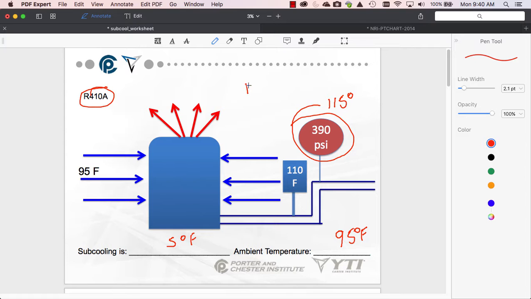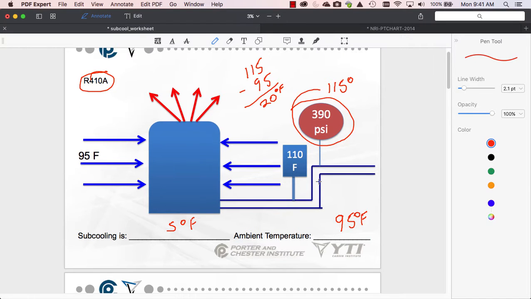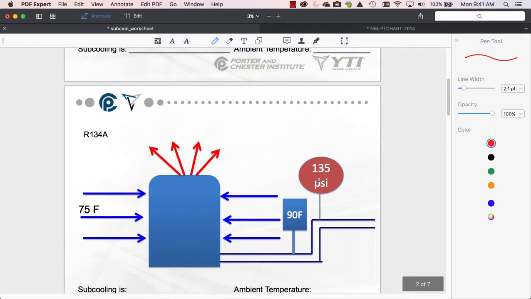So if I have 115 minus 95, we have 20 degrees. So it's a little bit on the low side there, but everything else checks out, so I'm okay. And this will be a little bit higher in refrigeration. This is probably an air conditioning condenser based on the fact it's 410A. So let's look at the next one.